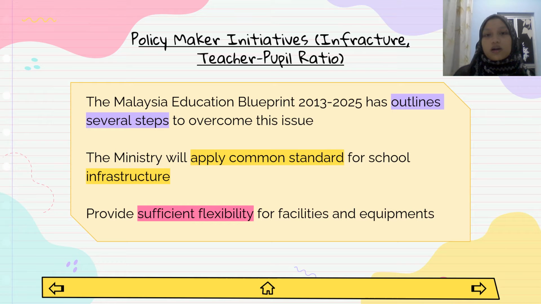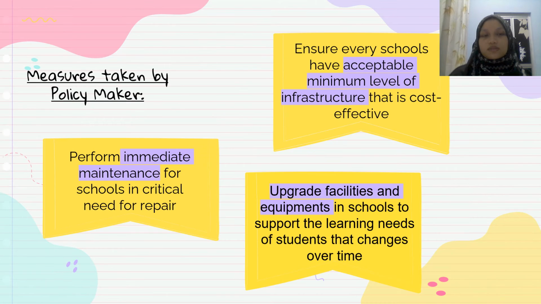So these common standards need to be followed by the school in order to have infrastructure that is conducive for the students. It is also to make sure that the school provides sufficient flexibility for facilities and equipment. So the schools need to have enough facilities and equipment to help the students learn better. So these are some of the measures taken by the policymaker.